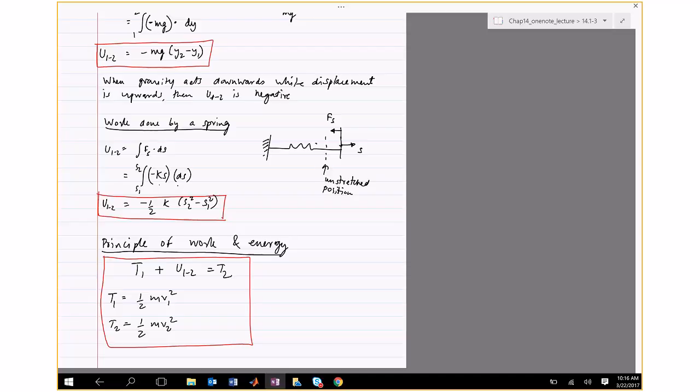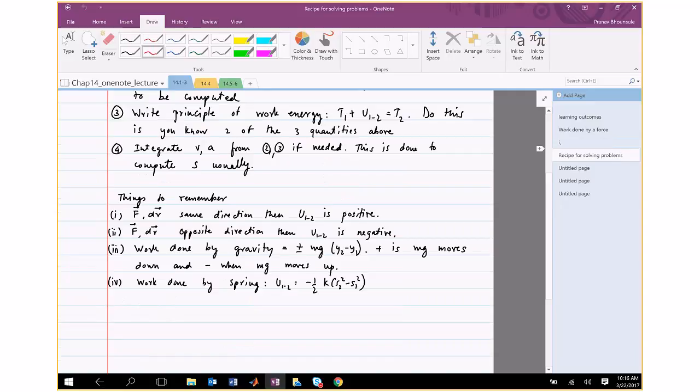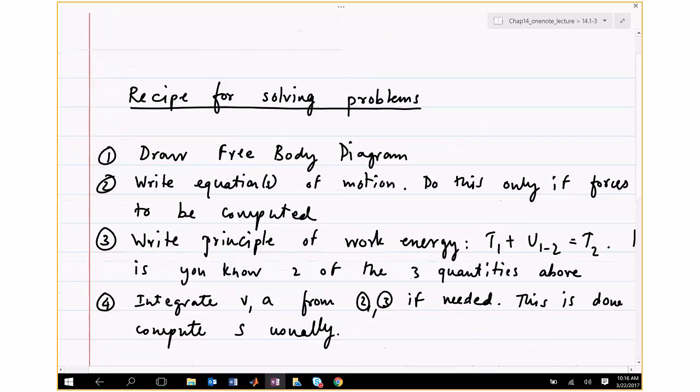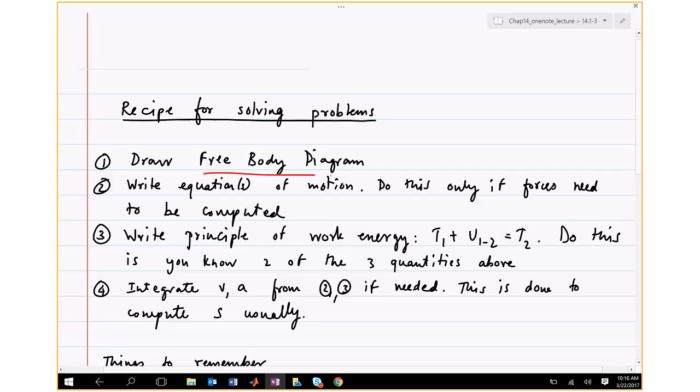So to summarize, here's the recipe for solving problems. First is draw the free body diagram, like always. Write the equations of motion. Now, when you write the equations of motion for this part, you only would write them if you are interested in finding the forces. Why do you need forces? Well, you need forces because without forces, you cannot find the work done. Work done requires you to find forces. So do this only if you want to find forces. Once you find the forces, you can then use the principle of work and energy. The forces will come right here, U12. And this, as you know, is the kinetic energy.